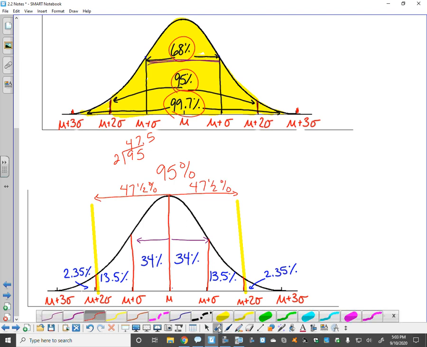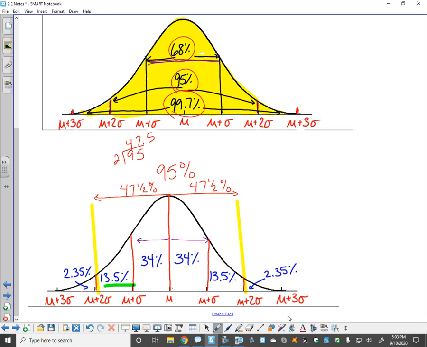So my question is, from here to here is 13.5, because I've already got 34. So to get to 47.5, I just need another 13.5. So this little piece right here is 13.5%. These are not things I need you to memorize. This one down here, I need you to memorize. But these, you don't have to memorize, but I want you to see how you can figure them out. And then the last one is going to carry us to 99.7.